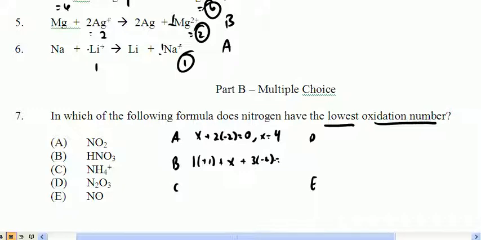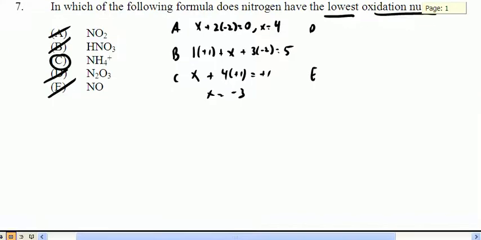Okay, so that means in this case, x is plus 5. In C, we have x plus 4 times plus 1 equals plus 1, x equals minus 3. So far, C is your winner. When you go through and do that for all of them, you'll see that C is actually the answer to that problem.